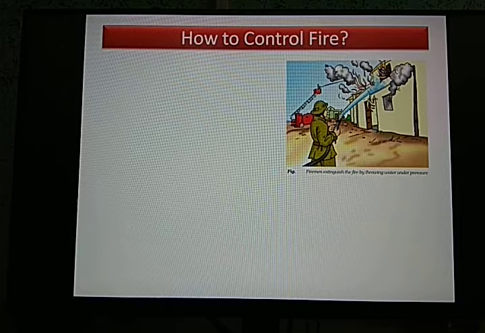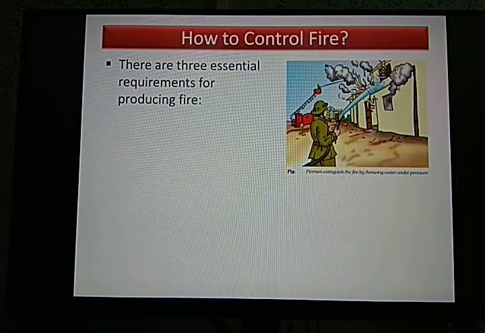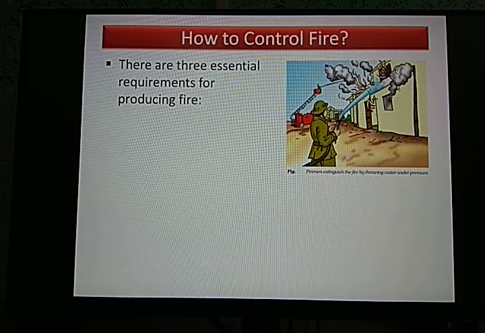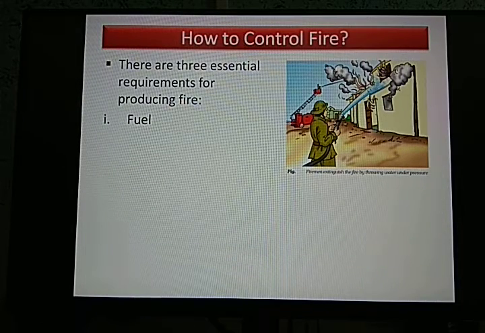So what did we learn from this fire brigade experiment? We learned that there are some essential requirements for the production of fire. So what are these essential requirements? Fuel. First one is fuel. We need a fuel for the burning process. Now here in this case, while this whole building is burning, the whole building as a whole is the fuel.